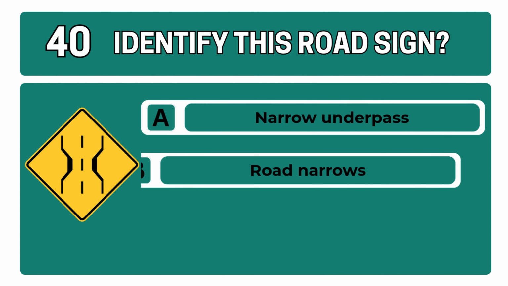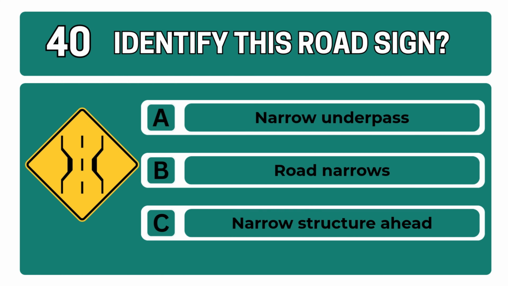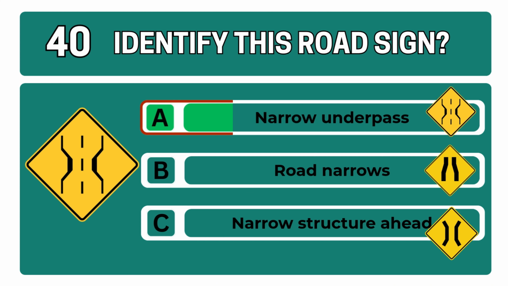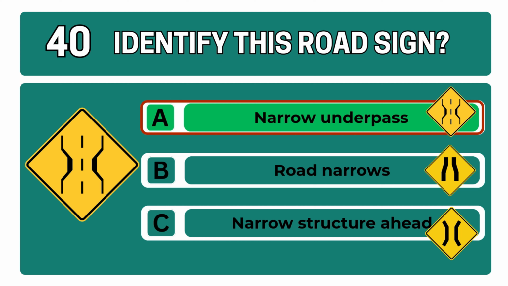Question 40. Identify this road sign. A. Narrow underpass. B. Road narrows. C. Narrow structure ahead. The answer is A. Narrow underpass.